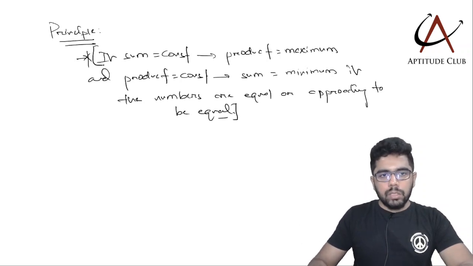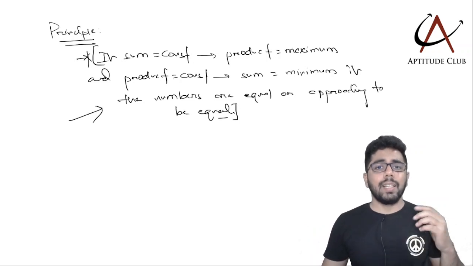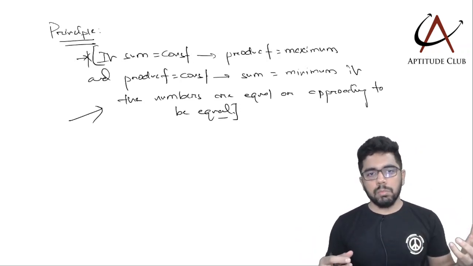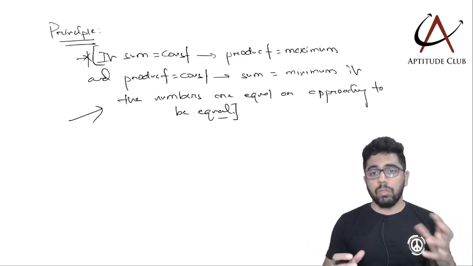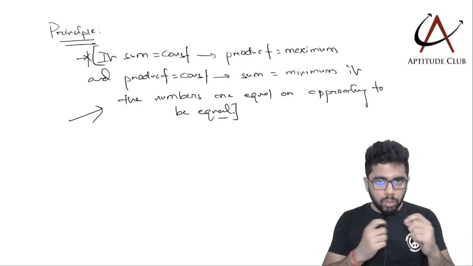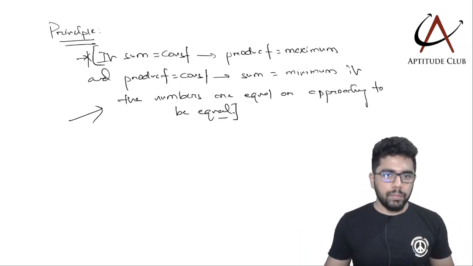The solution is inspired from this rule. I would say, I'll not say it's a direct application of this rule. If the sum of two numbers is constant, then the product is maximum when the numbers are equal or approaching to be equal. And if the product of two numbers is constant, then the sum is minimum. Sum constant, product maximum; product constant, sum minimum, when the numbers are equal or approaching to be equal.